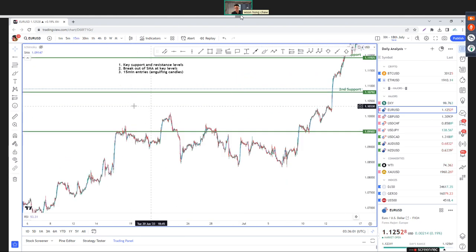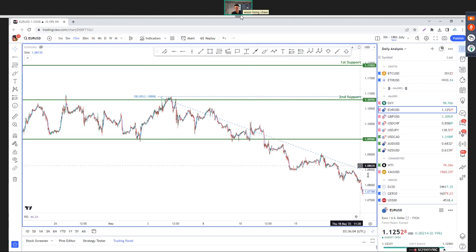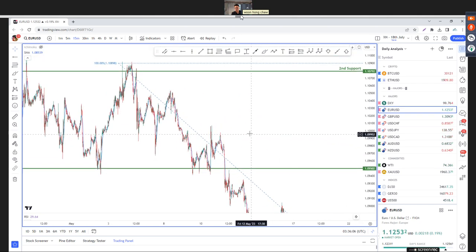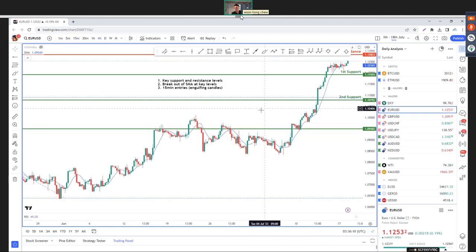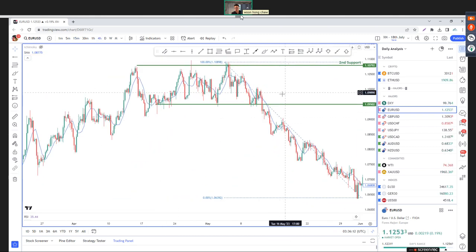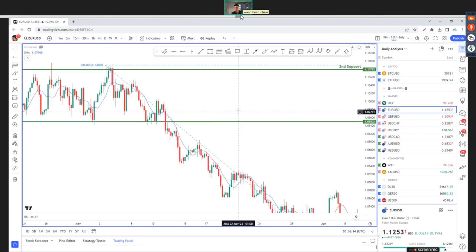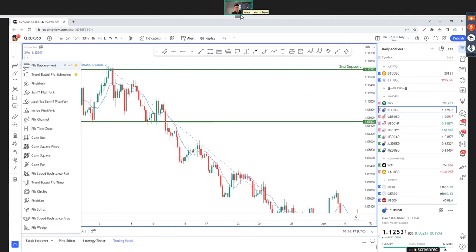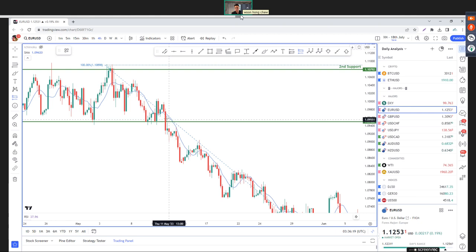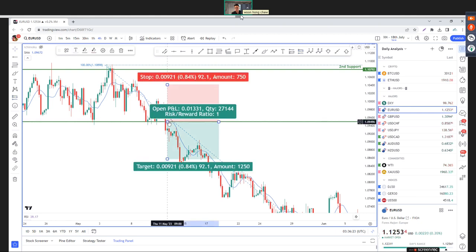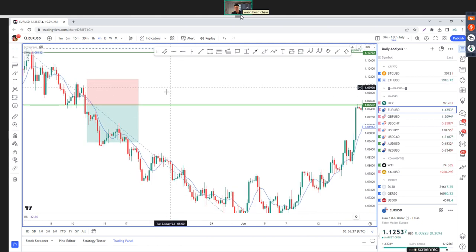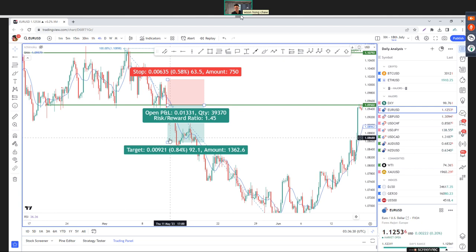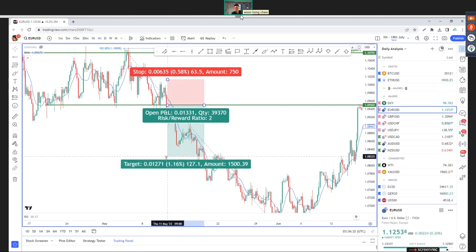So let's just go back to this area. Oh wait, 4-hour time frame. Okay, so let's just mark out this area right here. So we're looking for a sell around here. Then your stop loss will be above this high, at least 1:1, 1:2.